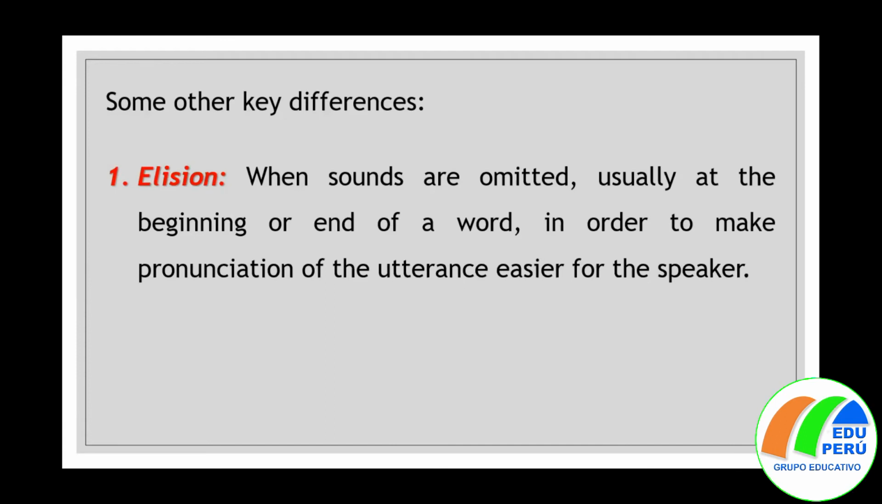Remember, when you omit sounds, usually at the beginning or end of a word, in order to make pronunciation of the utterance easier for the speaker. Utterance, remember, is similar to a sentence, but in spoken language, in oral language. Utterances, remember, is what we talk. The expression, the sentences, what we talk, all right? This is called an utterance. So here we're going to use these strategies to make our pronunciation easier.